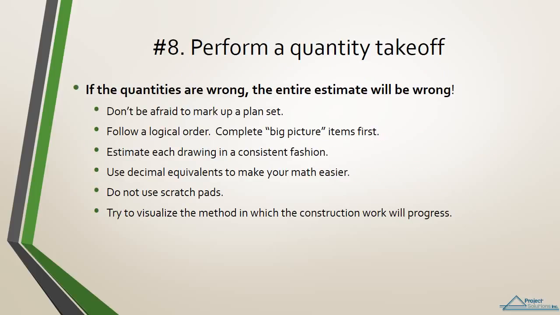If the quantities are wrong, the entire estimate will be wrong. Regardless of how accurate the pricing information may be, if it's not multiplied to the correct quantities, the estimate will be inaccurate. It is not easy to back-check a quantity survey. Often it is cost prohibitive to do so. Therefore, a quantity survey must be performed carefully and systematically the first time it is performed.